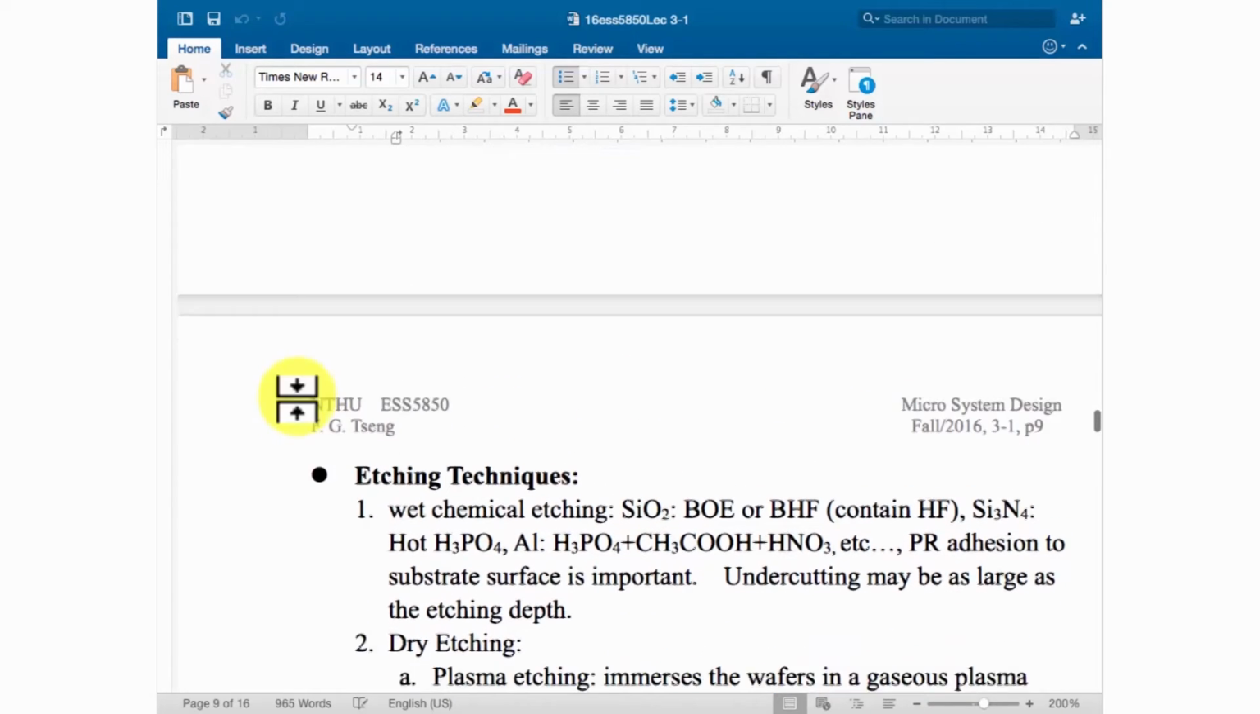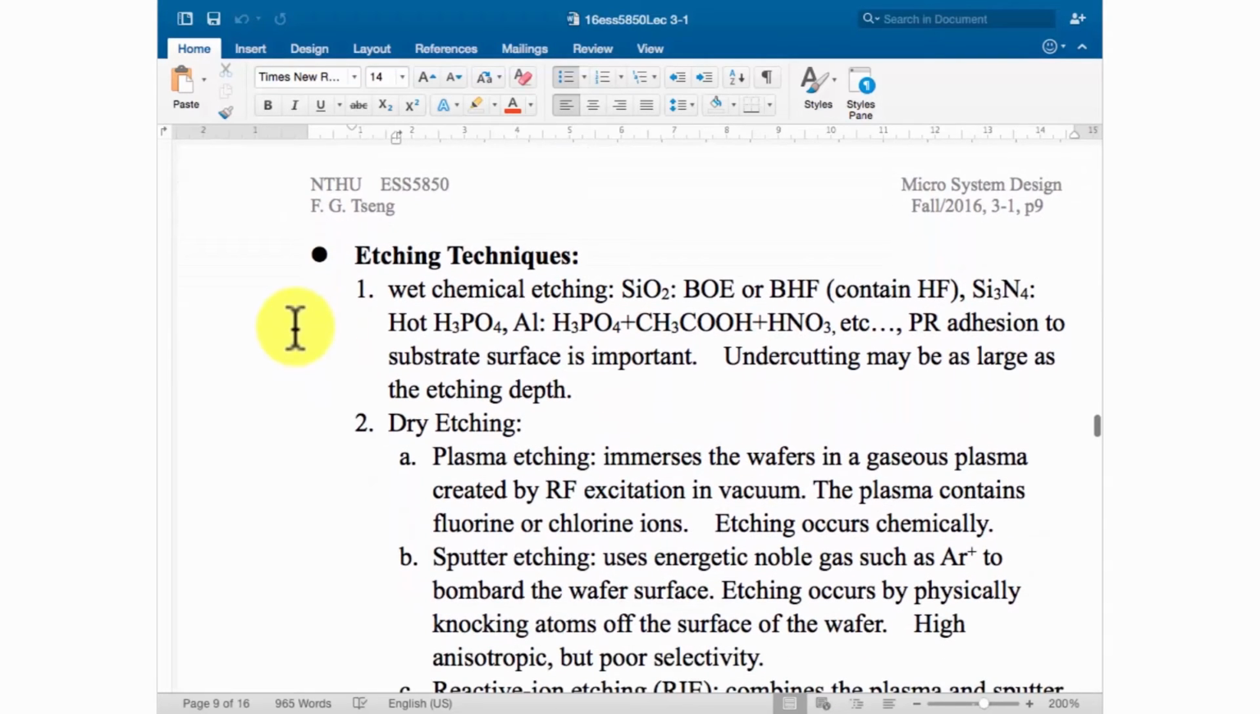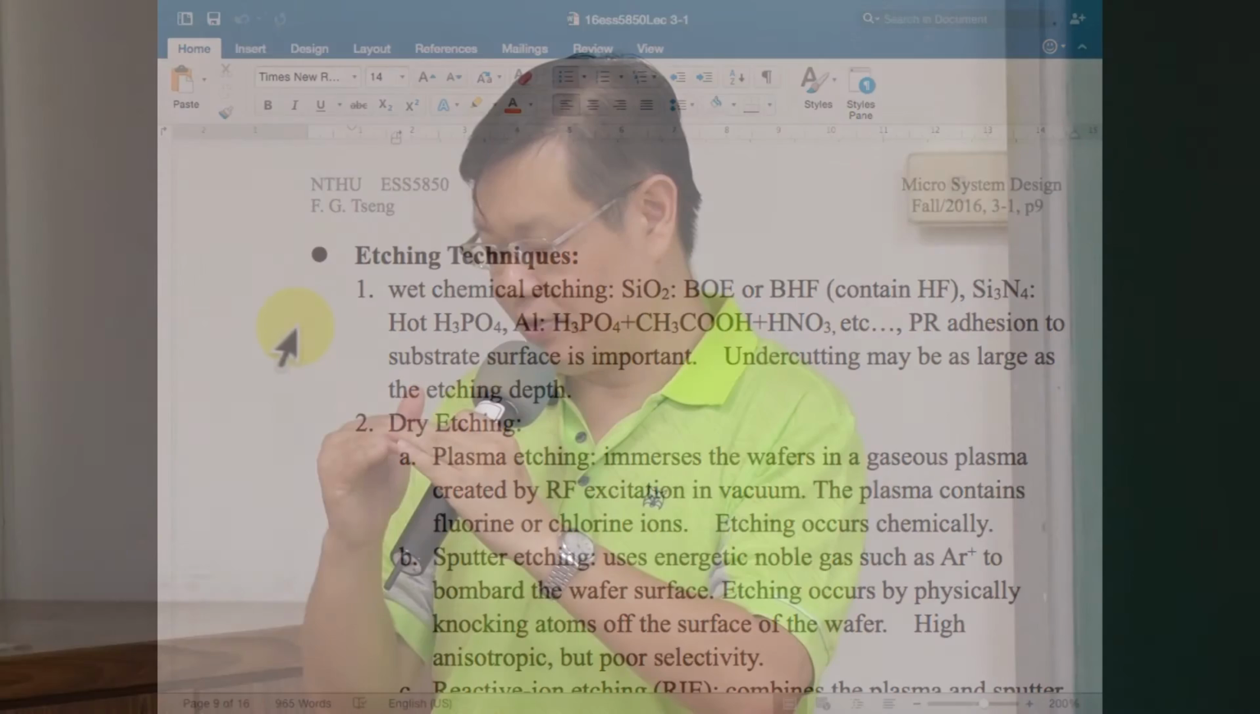So in this case, the photoresist adhesion is very important. Okay, because when you leave the material inside the wet chemical process, if the adhesion is not good, the chemical can go between the photoresist and the material and do the etching underneath. Okay, this is the first part, wet chemical etching. You can also consider using dry etching.